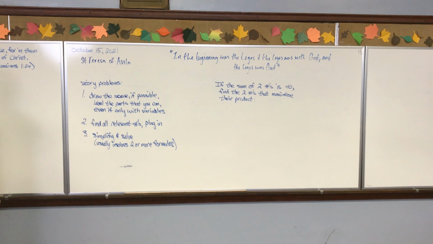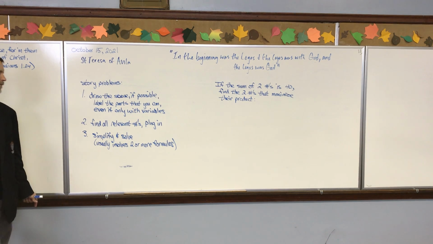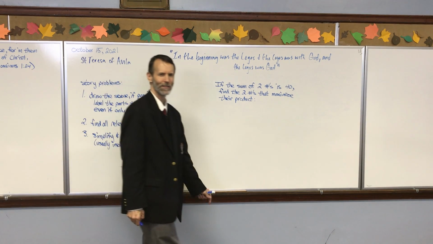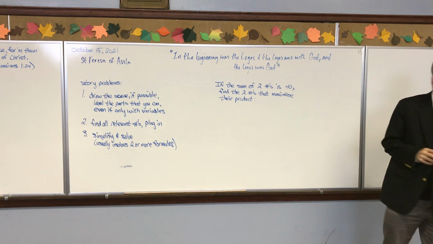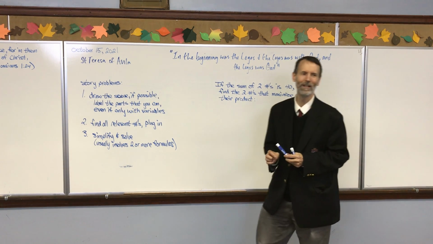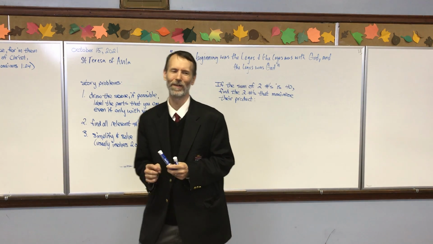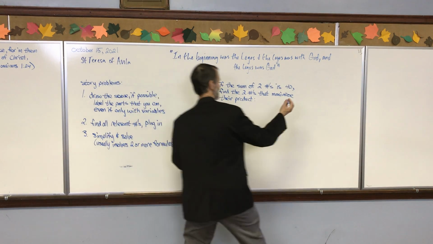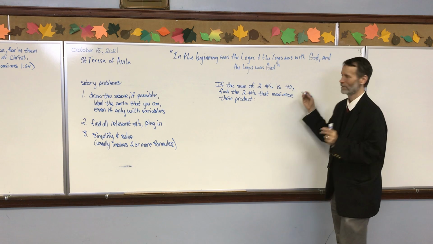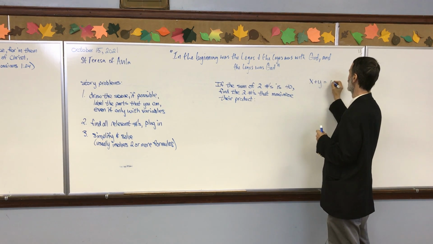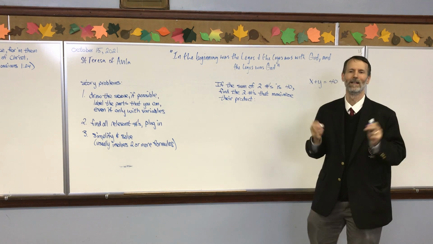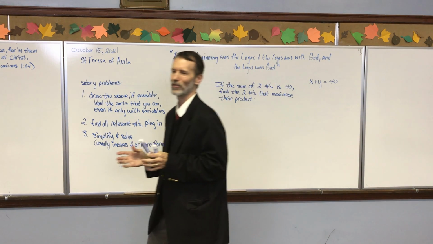Draw the scene if possible. Is it possible? Not very. I mean, you could draw a formula, I guess. The sum of two numbers. What does that mean, math people? Taylor, what's a sum? Addition. Two numbers. Did they say what they are? No. Tell me what you want to call them. X and Y. How would you make a sum of that? X plus Y, and it should equal what? 40. Ta-da. You're about a fourth of the way done, just by writing that.